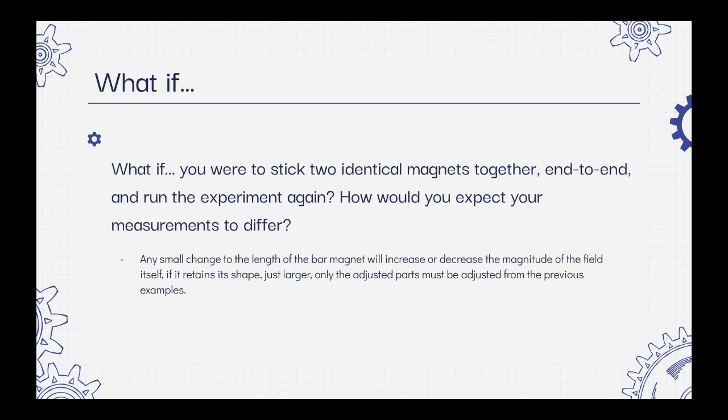So what if you were to stick 2 identical magnets end to end and run the experiment again? Any small change to the length of the bar magnet will increase or decrease the magnitude and length of the field. If it retains its shape, just larger, only the adjusted parts must be adjusted from the previous examples. So basically, we think it would obviously change our observation locations and their values because there would be many different values. And then if we put a bunch of infinitesimally small bar magnets on top of each other, we could calculate a long wire of bar magnets. And that's all. Thank you.